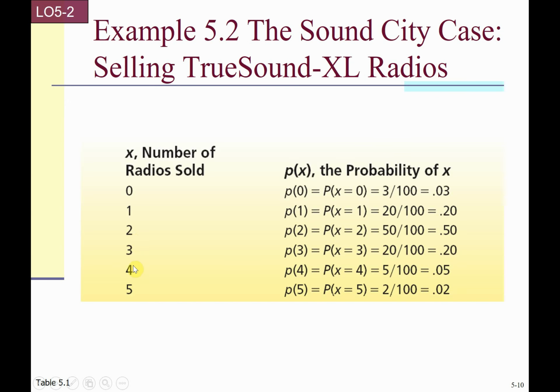So this is based on historical information. Selling 3 radios happened 20 out of the last 100 days. Selling 4 happened 5 times, selling 5 happened twice. If you sum these probabilities, 0.03, 0.2, 0.5, 0.2, 0.05, that would sum to 1.